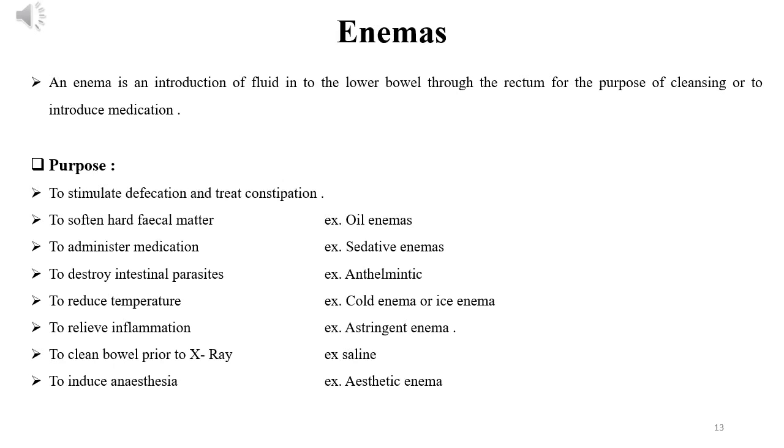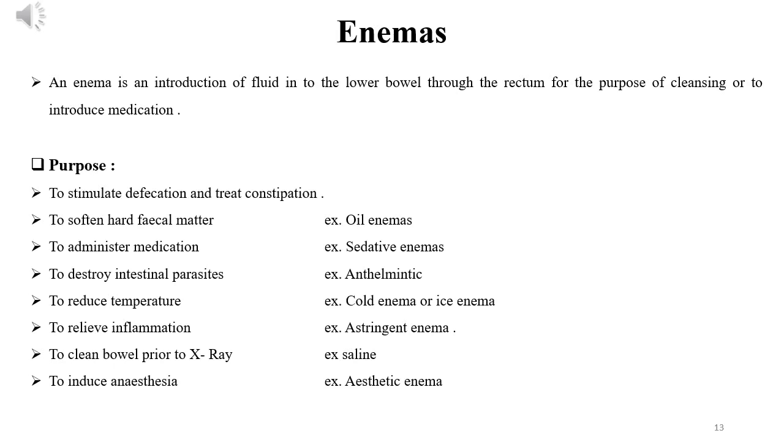First is to stimulate defecation and treat constipation. Means if any patient has constipation, we can give enemas to stimulate defecation or loosen or soften the fecal matter. Second is to soften hard fecal matter. If fecal matter is hard, we need to give enemas. That type of enema is called oil enema. So oil will soften the fecal matter.